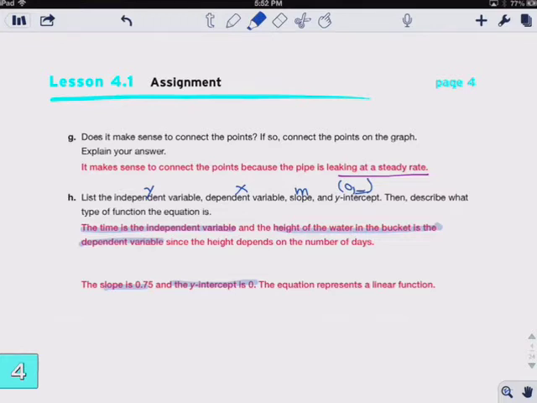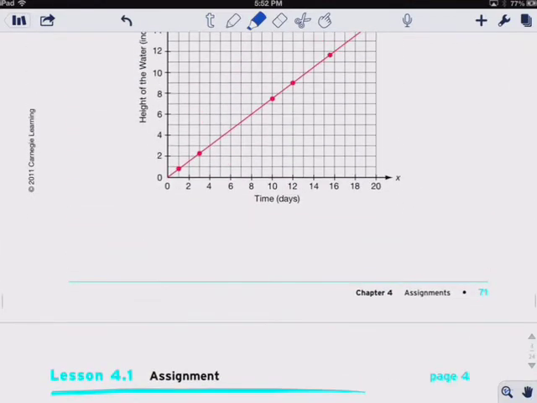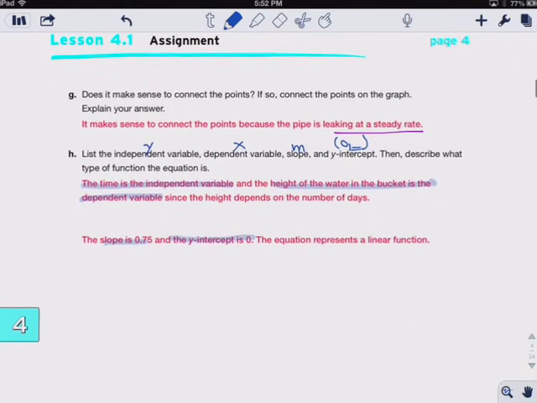The height, the y-intercept is at 0. 0, because you look at the graph right here. The x-intercept is the same. 0, 0.